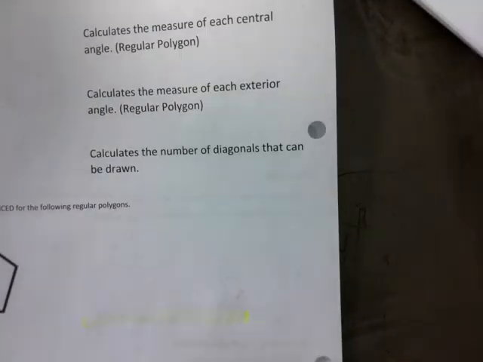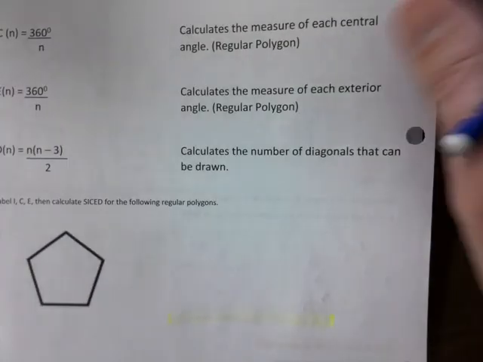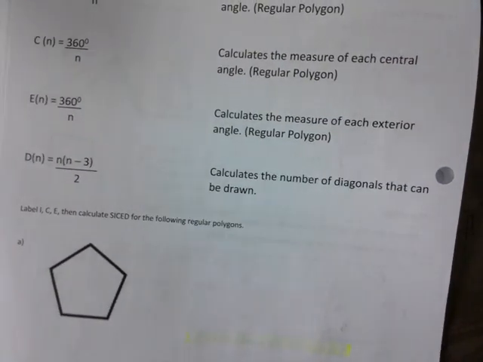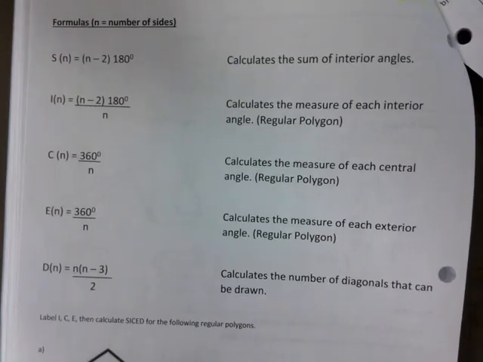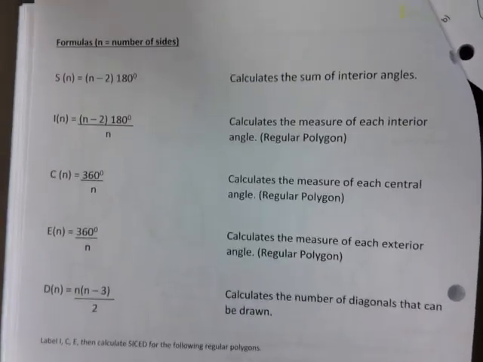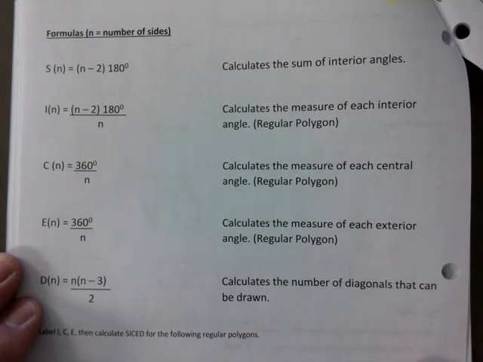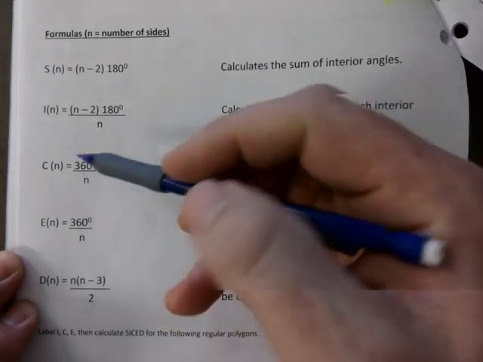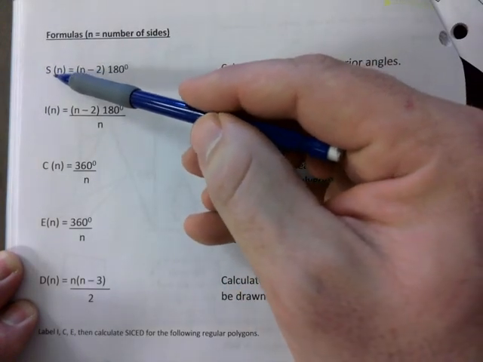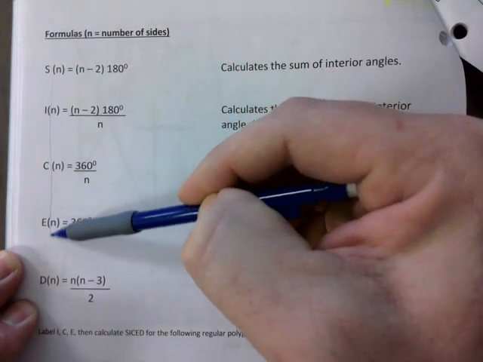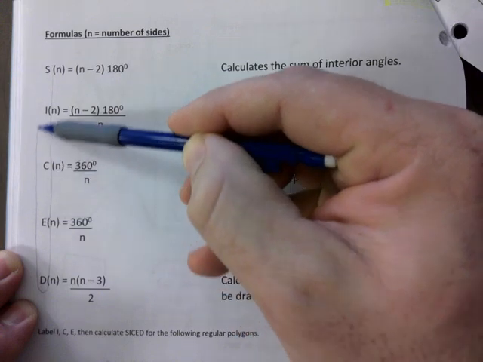So here are the formulas that I need you to have on your study sheet. This is on page 33. Remember, n represents the number of sides. This is very cheesy, I know, but I'm going to help you remember. You're supposed to be psyched about polygons. You see that?